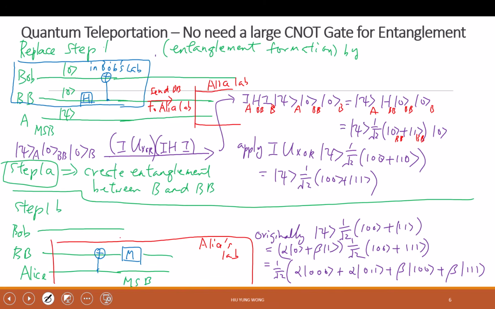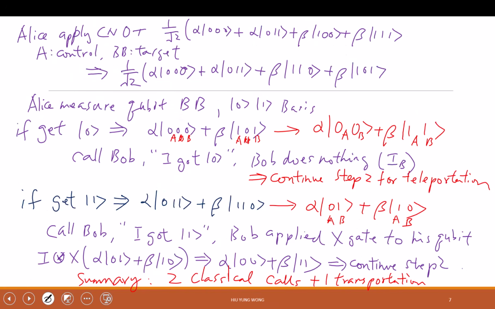So Alex has 2 qubits. Bob has 1 qubit. His qubit is entangled to 1 qubit in the lab of Alex. When Alex wants to do quantum teleportation, she will do a controlled NOT gate and then measure the ancillary qubit, the middle qubit. Then she is going to call Bob, say that I got plus. Bob does nothing. They say we are ready to do teleportation. Not plus, sorry, got 1. But if got 0, Bob does nothing. And if she got 1, Bob needs to apply a NOT gate to his qubit. Then they are ready to do quantum teleportation.